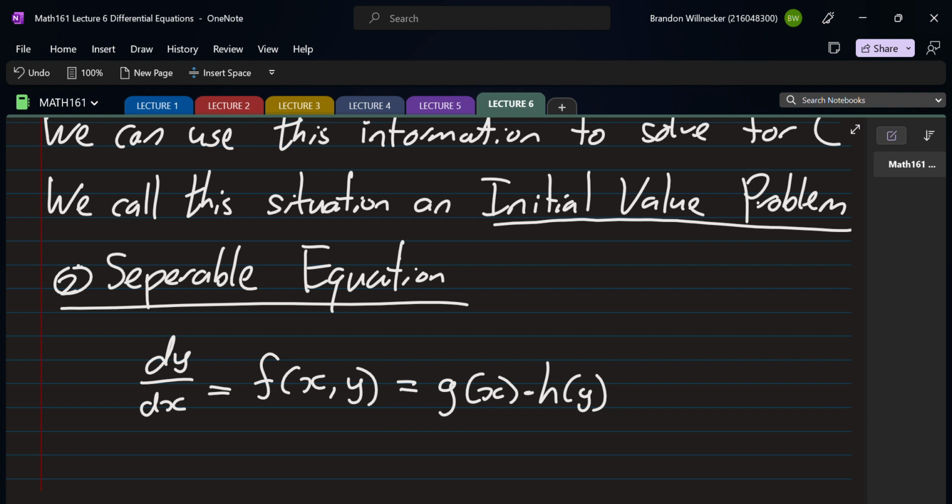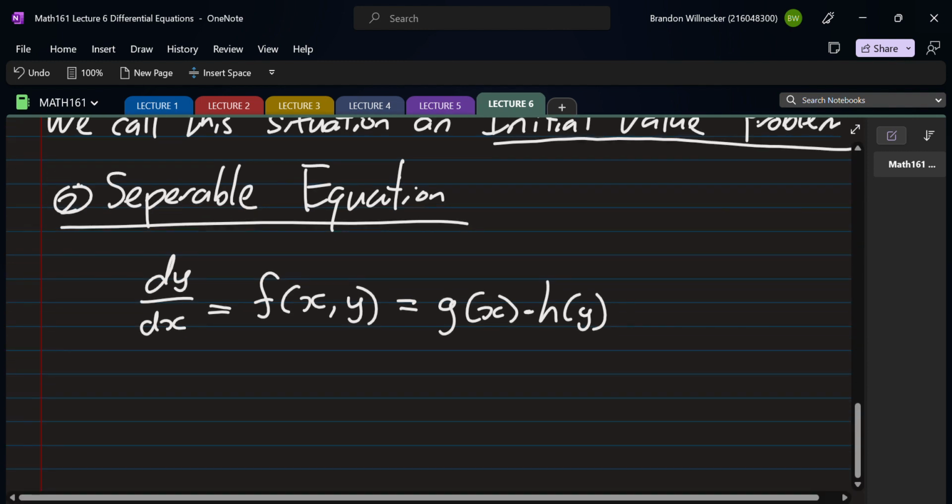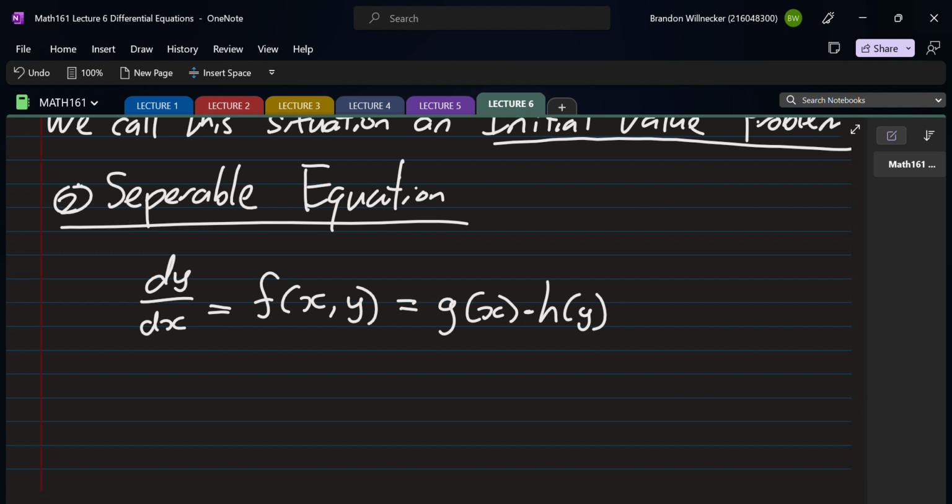Okay, so this gives us a separable equation because we've separated out the x terms and the y terms into this product. So given some differential equation, if we can separate this out, then we can use this method to find the answer. So what we do is we separate things out. On the right-hand side, we still have x terms and y terms being multiplied.